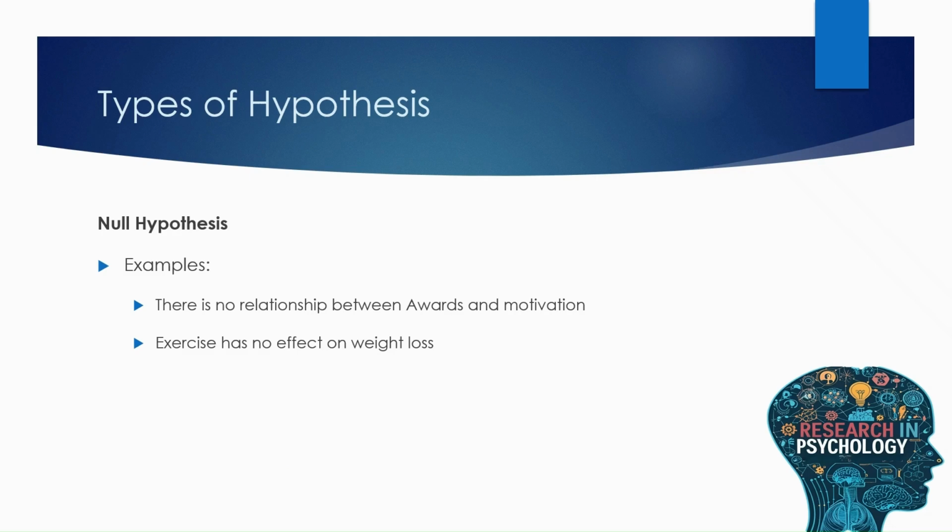Here we have examples of null hypothesis. This is one of the statements that we have been using: there is no significant relationship between awards and motivation. See, no relationship. This is null hypothesis, zero relationship, zero hypothesis. Another example is that exercise has no effect on weight loss. So here I have two variables, exercise and weight loss. It's saying there is no correlation between these two variables. All right, that was all about null hypothesis.